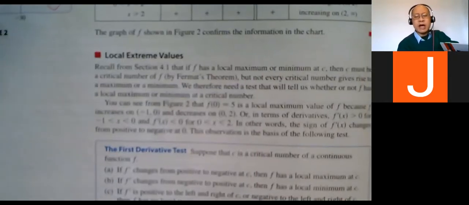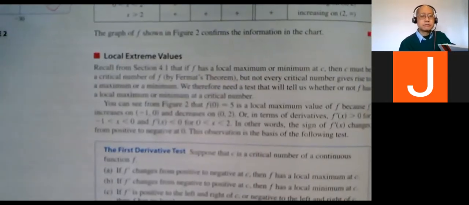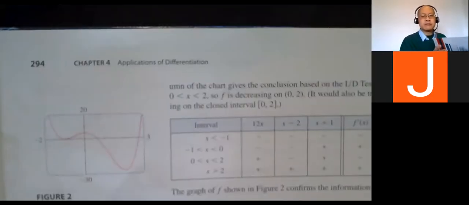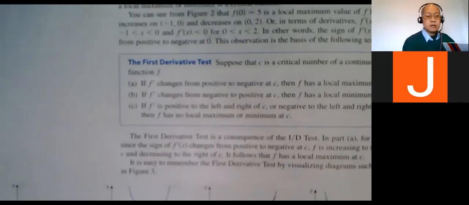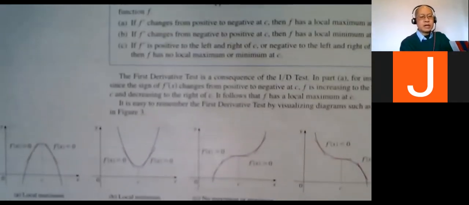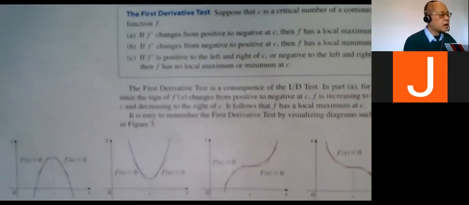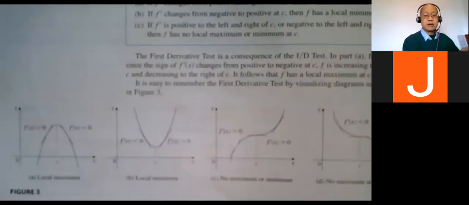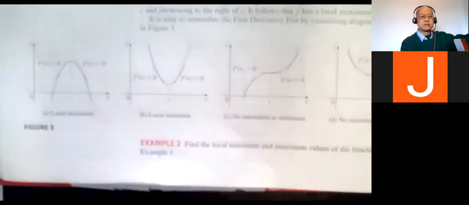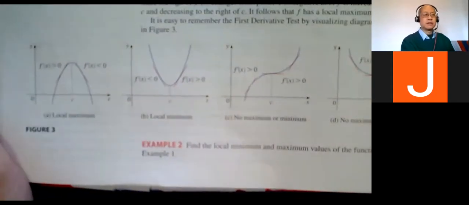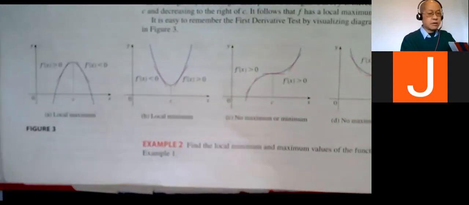Now, how can I tell if I have a maximum or minimum? Local extreme values. I'm on page 294 right now. So look down at figure 3, bottom of 294. Okay, it's a little bit out of focus, sorry. That's pretty bad, but anyway.